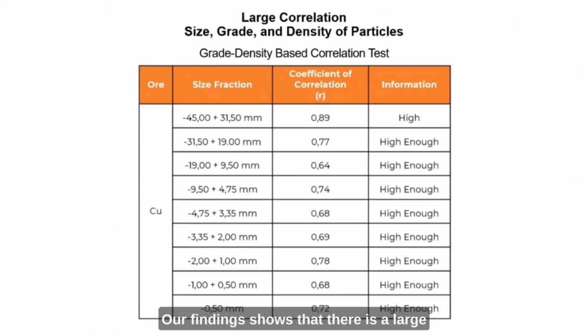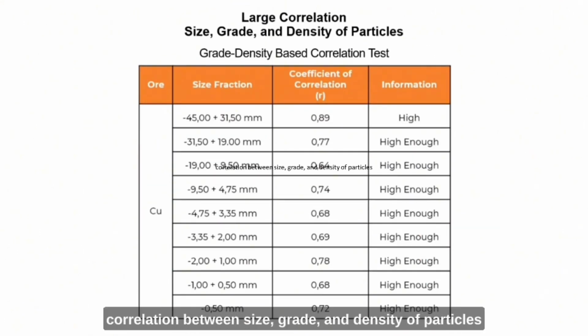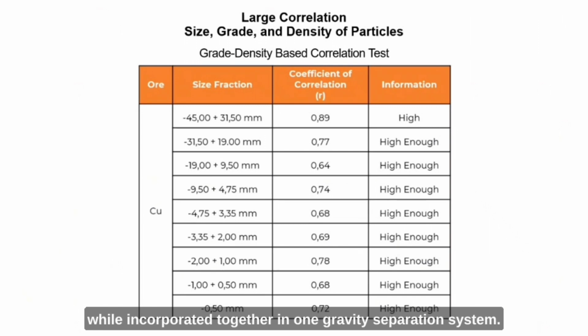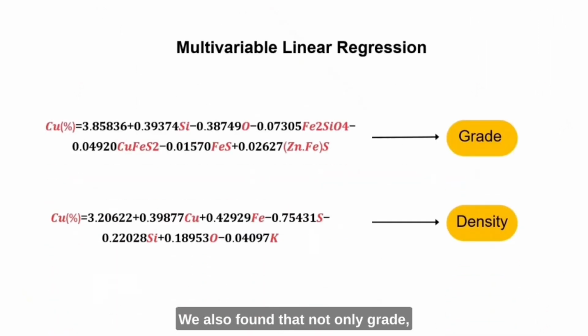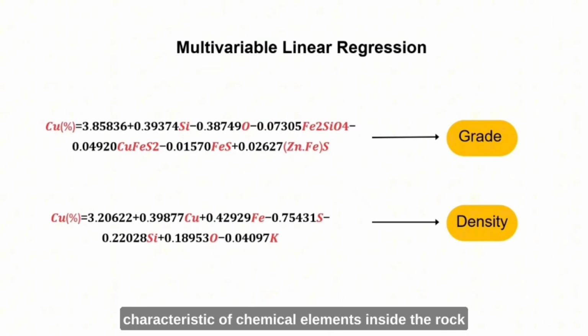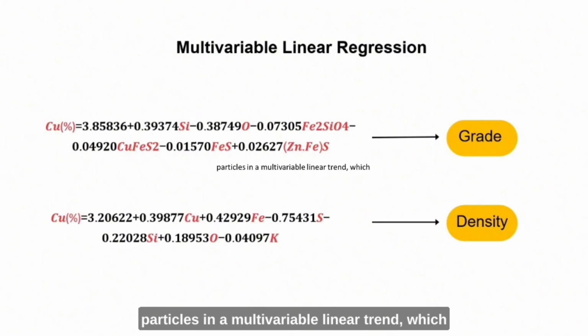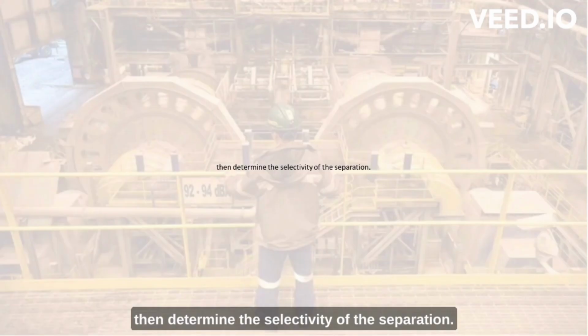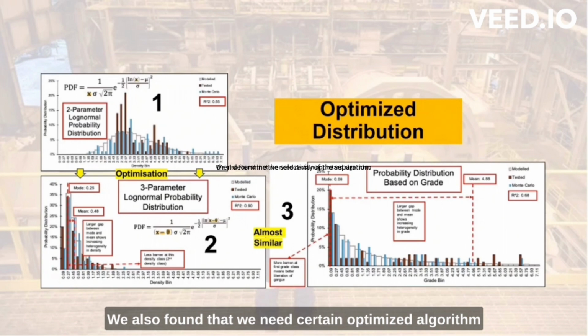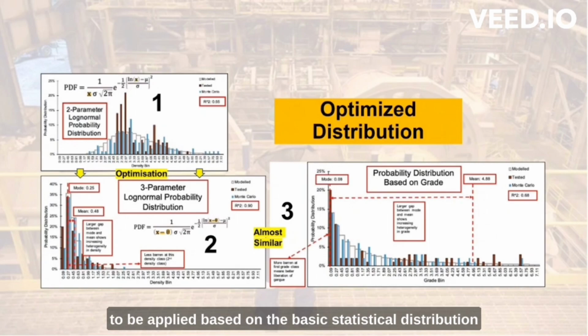Our findings show that there is a large correlation between size, grade, and density of particles when incorporated together in one gravity separation system. We also found that not only grade, but density is also influenced by the different characteristics of chemical elements inside the rock particles in a multivariable linear trend, which then determines the selectivity of the separation. We also found that we need 13 optimized algorithms to be applied based on the basic statistical distribution.